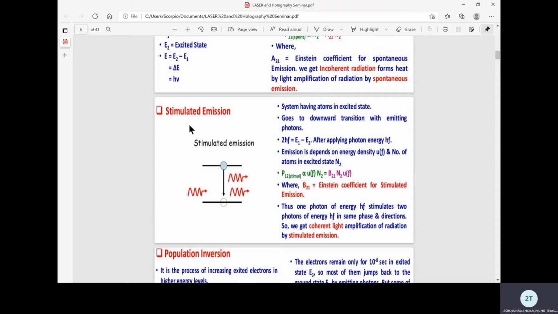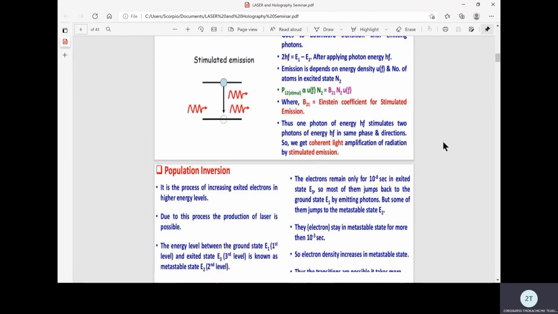The probability of stimulated emission, that is P21, is proportional to U into N2, where N2 is the number of atoms present in the E2 energy level. To remove this proportionality symbol, we introduce a proportionality constant once again, which is B21. So P21 equals B21 N2 U, where B21 is also an Einstein coefficient, but for stimulated emission, also introduced by Einstein himself.